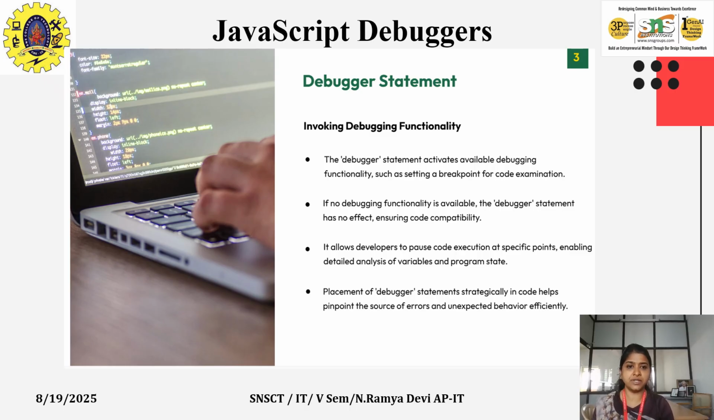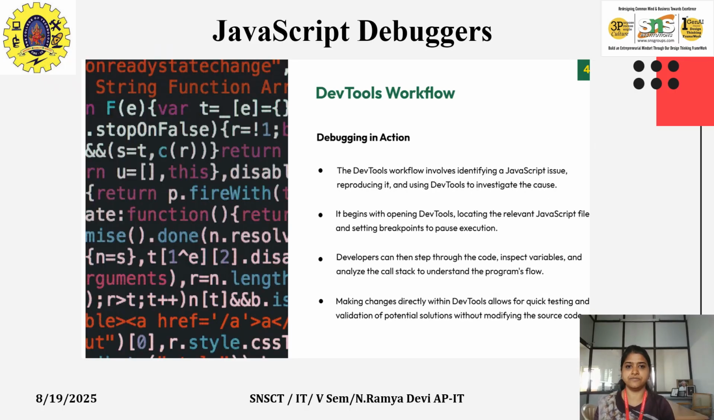The debugger statement activates available debugging functionality, such as setting a breakpoint for code examination. If no debugging functionality is available, the debugger statement has no effect, ensuring code compatibility. It allows developers to pause code execution at specific points, which enables detailed analysis of variables and program state. Placing debugger statements strategically in code helps pinpoint the source of errors and unexpected behavior efficiently.